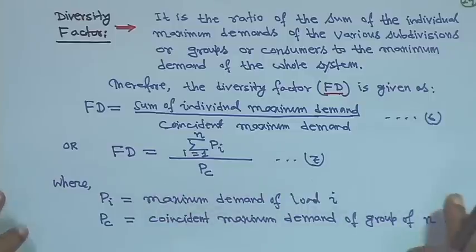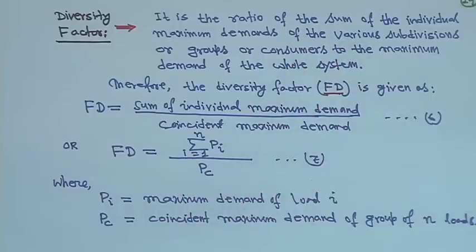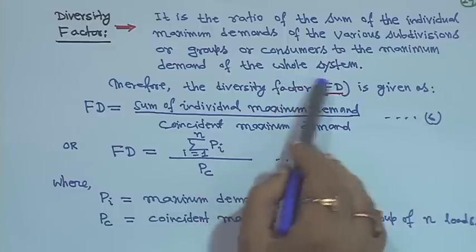Next is your diversity factor. It is the ratio of the sum of the individual maximum demands of the various subdivisions or groups or consumers to the maximum demand of the whole system, right.